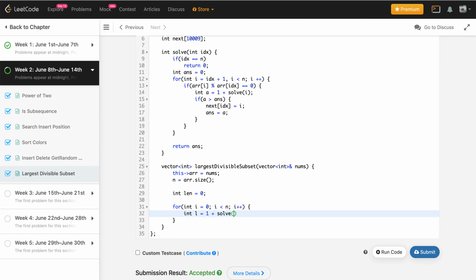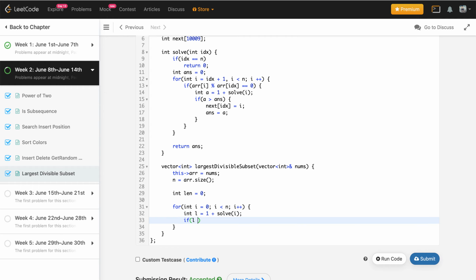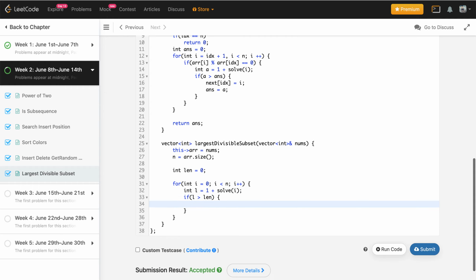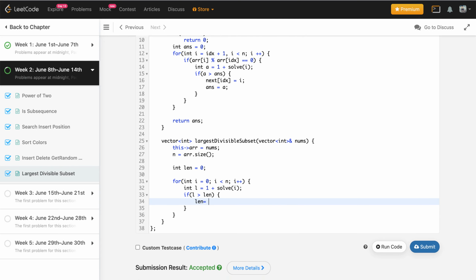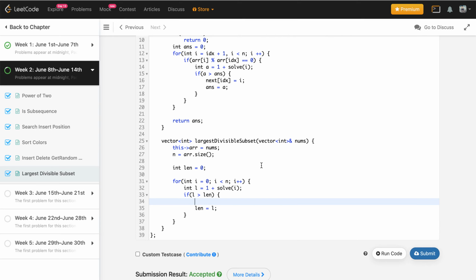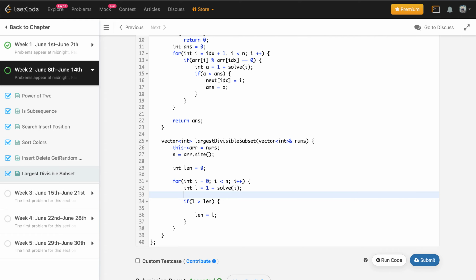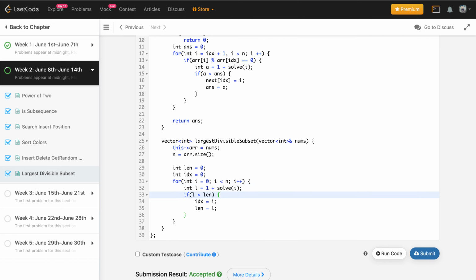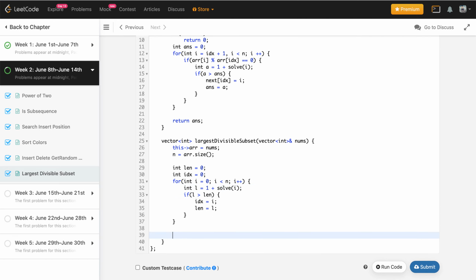If we start from this index, 1 plus I, if this L is greater than the global length that we have found, then for sure we are going to change length to be L, and we said that we are going to also maintain an index, which will be our starting index. So this index should be changed to the current I, and yeah, this will be our answer. So we have found the maximum length, and we have found the starting index of that maximum subset.